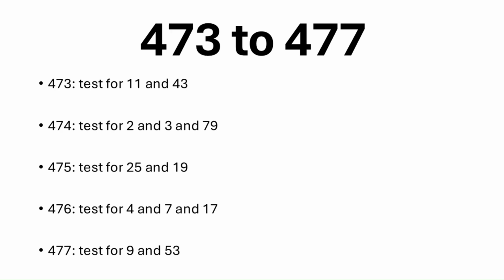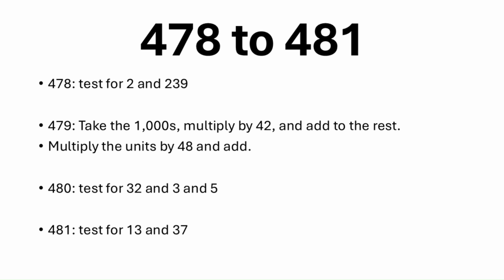473, test for 11 and 43. 474, test for 2 and 3 and 79. 475, test for 25 and 19. 476, test for 4 and 7 and 17. 477, test for 9 and 53. 478, test for 2 and 239. 479, take the 1000s, multiply by 42, and add to the rest. Multiply the units by 48 and add.